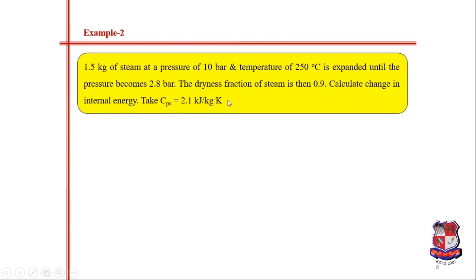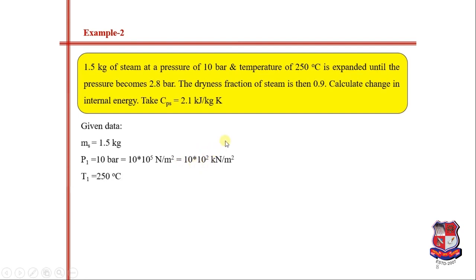Initially we are given steam at 10 bar pressure and 250 degrees Celsius, then that steam is expanded until its pressure becomes 2.8 bar and it becomes wet with X equal to 0.9. First, mention the given data. Mass of steam is given as 1.5 kg. Pressure P1, the initial pressure, is given as 10 bar. If I want to convert bar into Newton per meter square, we need to multiply it by 10 raised to 5. Then to convert it into kilonewton per meter square, we need to multiply by 10 raised to 2.